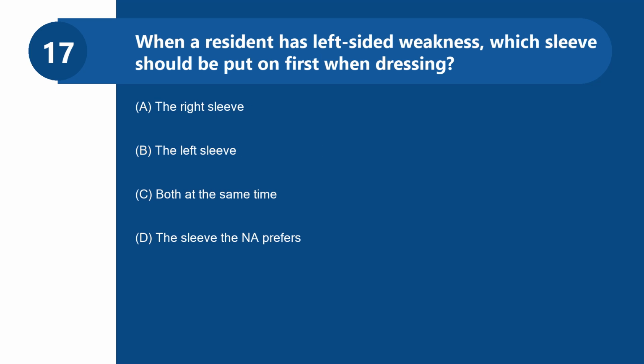Question 17. When a resident has left-sided weakness, which sleeve should be put on first when dressing? Option A, the right sleeve. Option B, the left sleeve. Option C, both at the same time. Option D, the sleeve the NA prefers. The correct answer is option B, the left sleeve.